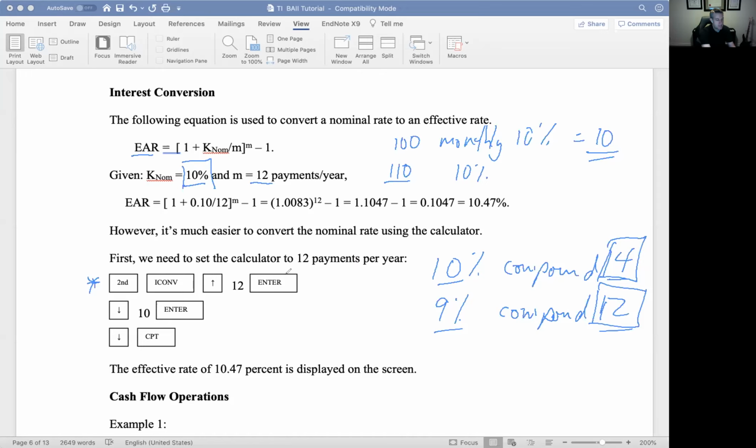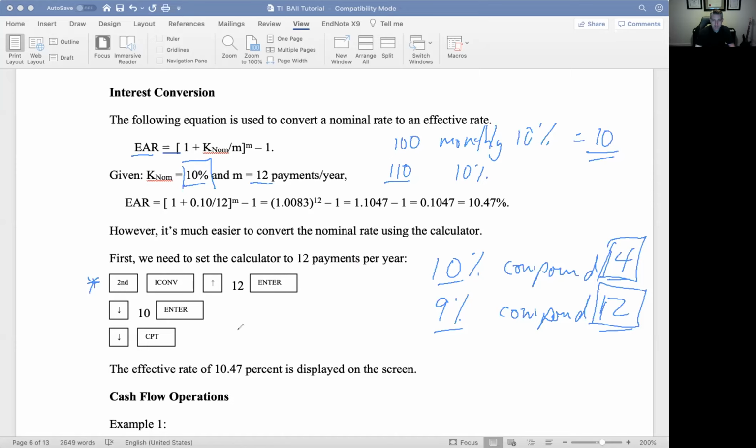So I want everybody to try this right now. I'll try it with you. So I'm going to hit second iConv. When you hit iConv, it should say nominal or NOM. When I hit up, there's C over Y. C over Y means compounding periods per year, how many payments per year. So in our example, it's 12 payments per year, right? So we're going to enter 12 and then hit the enter button.